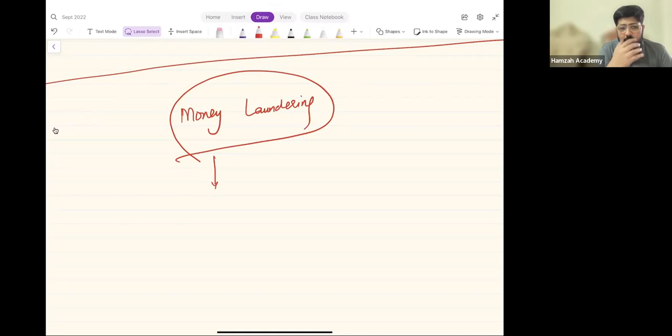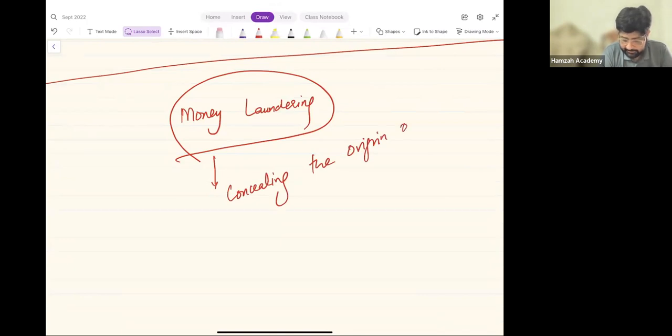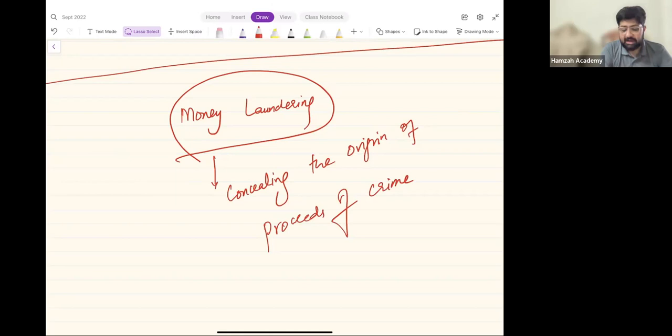Yes, obtaining illegal money to legal activity. Okay, almost near. So money laundering is basically the concealing of the origin of proceeds of crime. Concealing, remember, not obtaining illegal money, no. Concealing the origin of proceeds of crime. Where this money originated, trying to conceal that, trying to hide that.